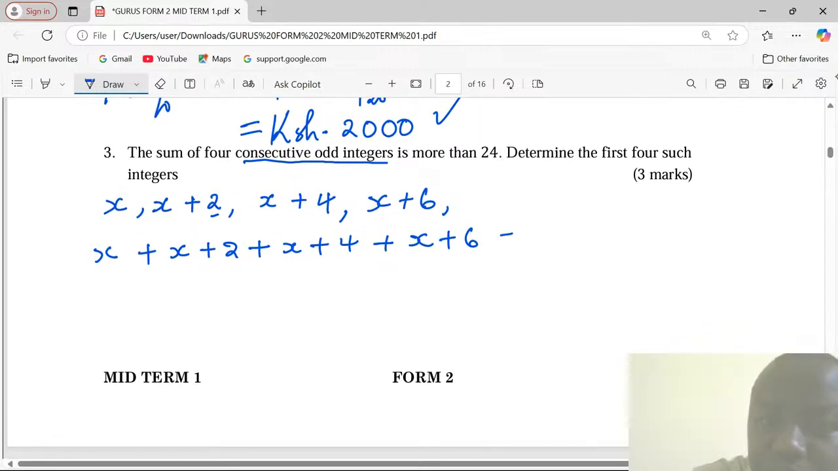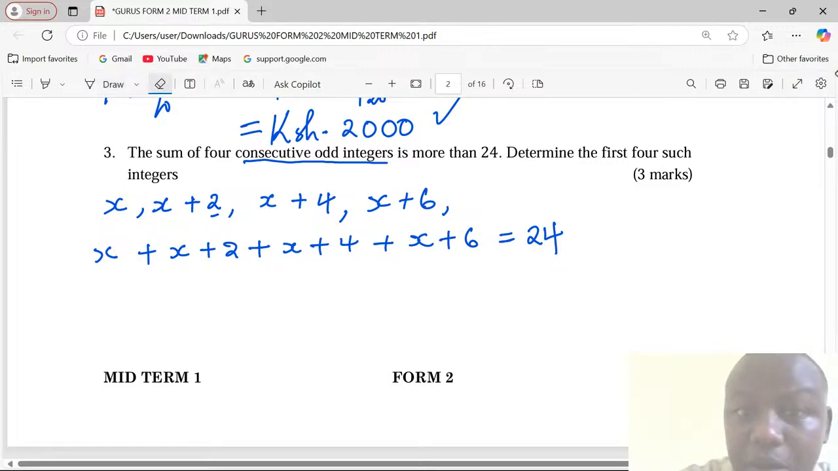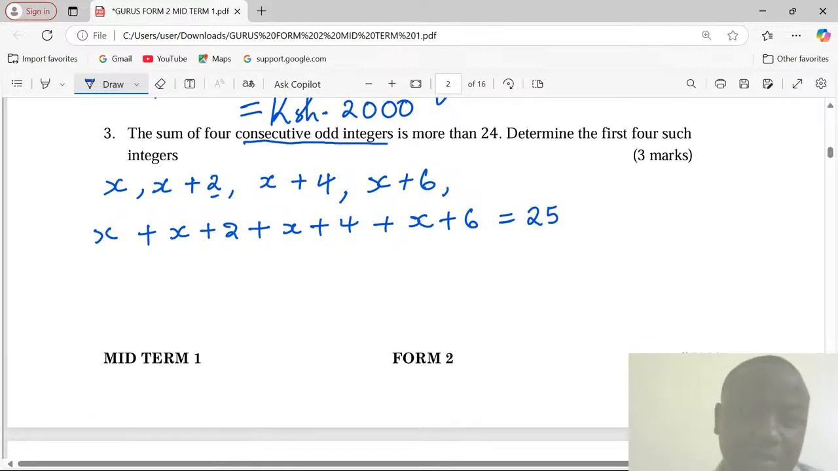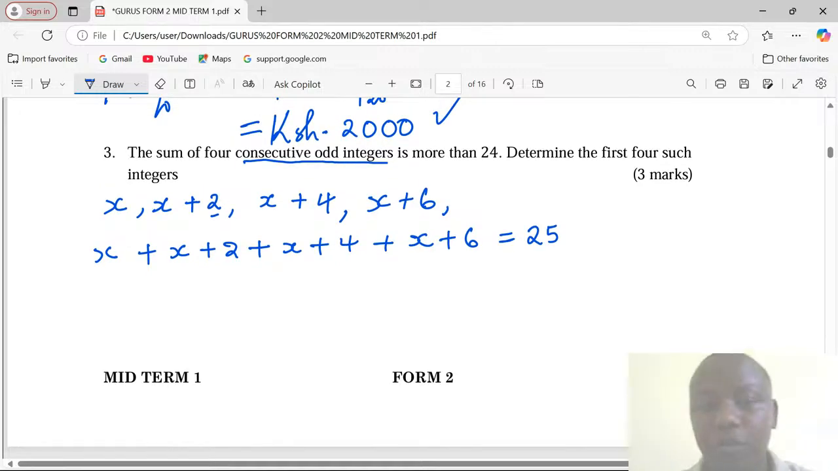So let me check. You know they are integers. These are counting numbers. So just after 24, and I'm adding integers, the answer should be at least 25. Because when we say they are equal to 24, then the language of more than will not be in place.